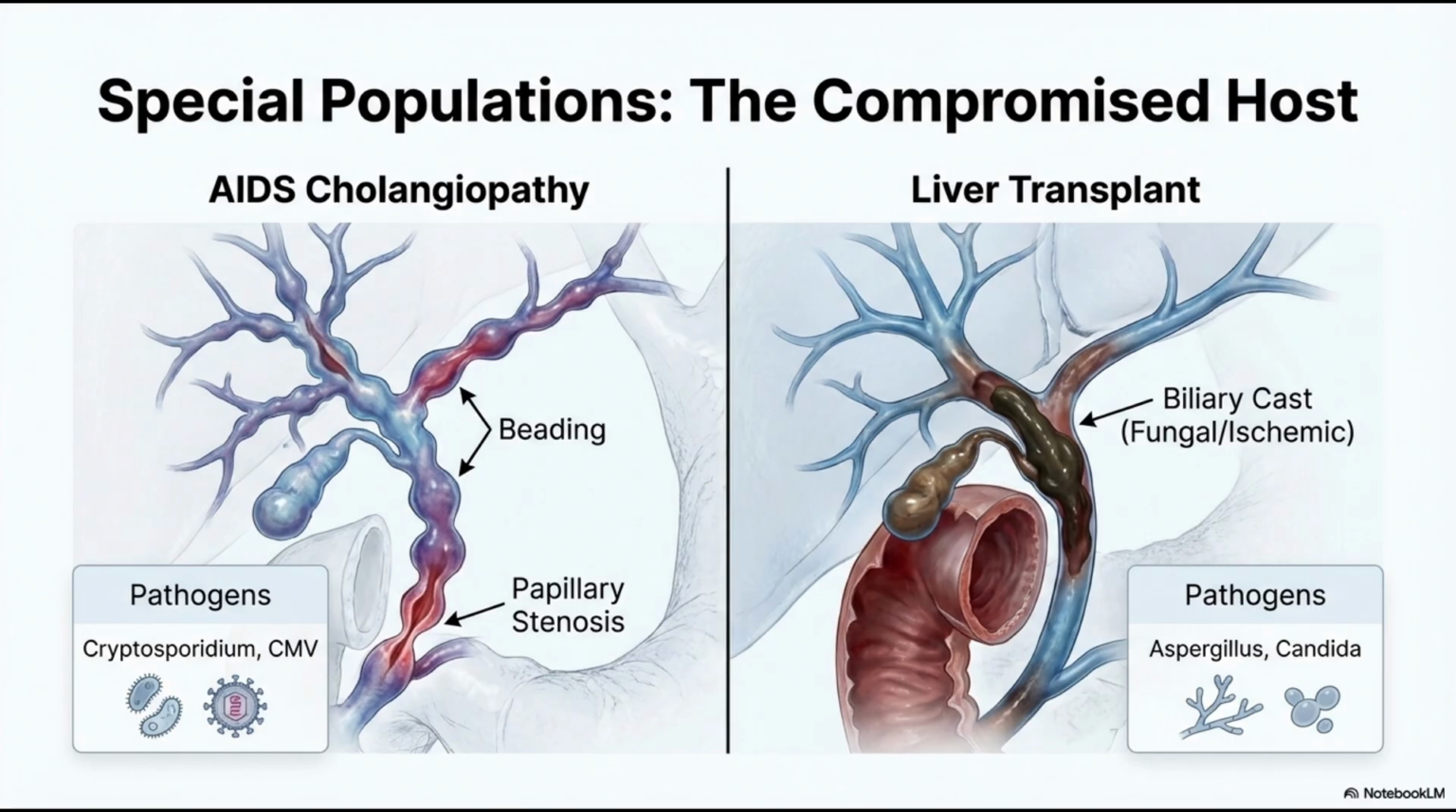What about transplant recipients? Liver transplant recipients live and die by their biliary tree. They get strictures and leaks at the anastomosis site. And because they are so immunosuppressed, you have to worry about weird bugs like aspergillus or multi-drug-resistant bacteria.